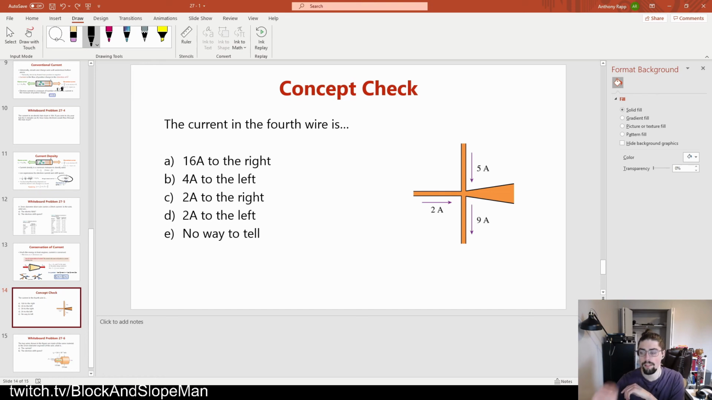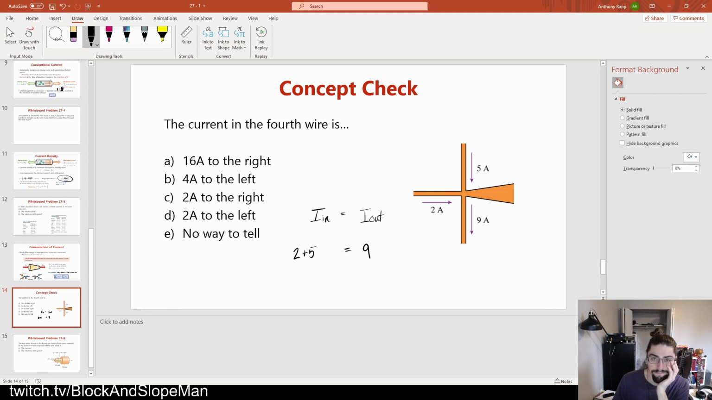All right, so here's what I'm going to do. I'm going to look at all of the currents coming in, all of the currents going out. I know that those two quantities must equal each other. Current in must be equal to current out. So, with that, let's look at everything coming in so far. 2 plus 5 must be equal to 9.